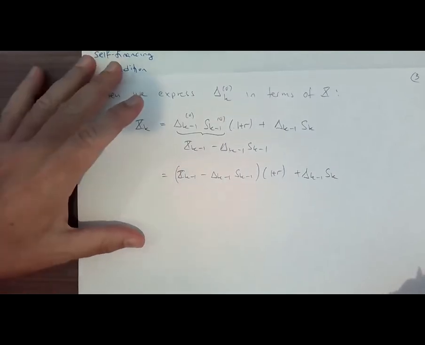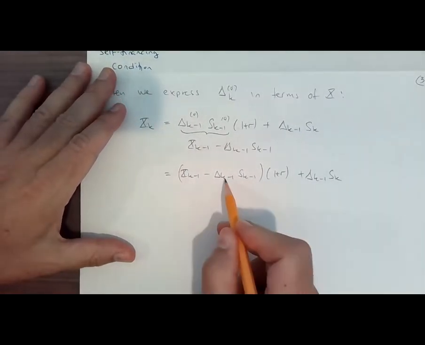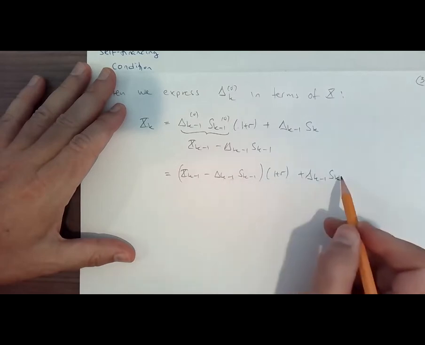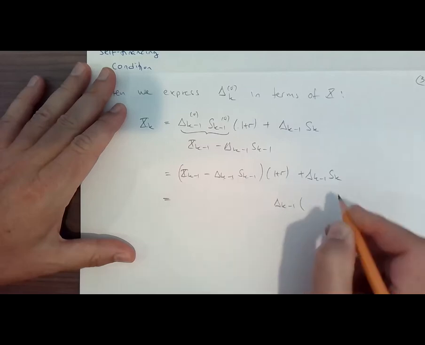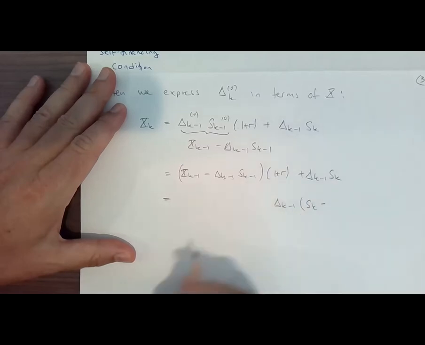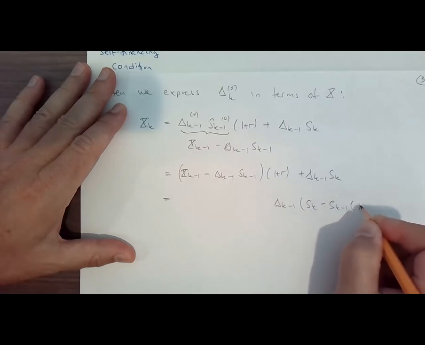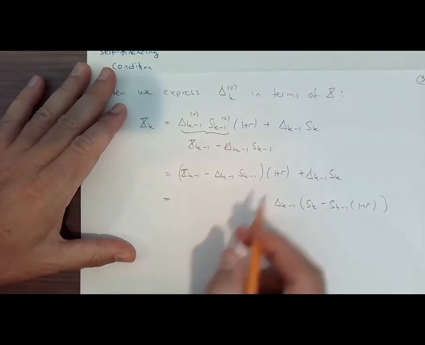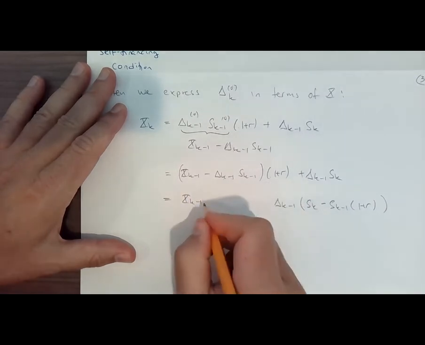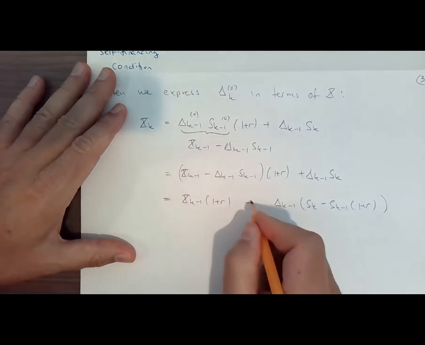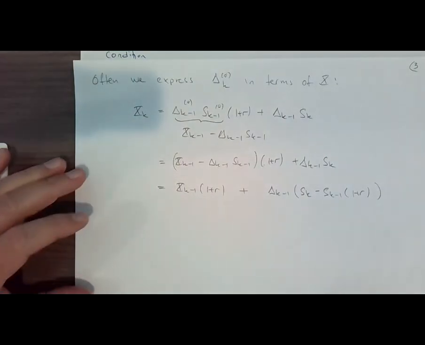And this here one can then rearrange again. You can collect the terms that have to do with delta k minus 1 over here. So let's do that. So we can put delta k minus 1 here, then I'll have sk minus sk minus 1 times 1 plus r. And then over here, you will have xk minus 1 times 1 plus r. So that's one expression you will see in a textbook.